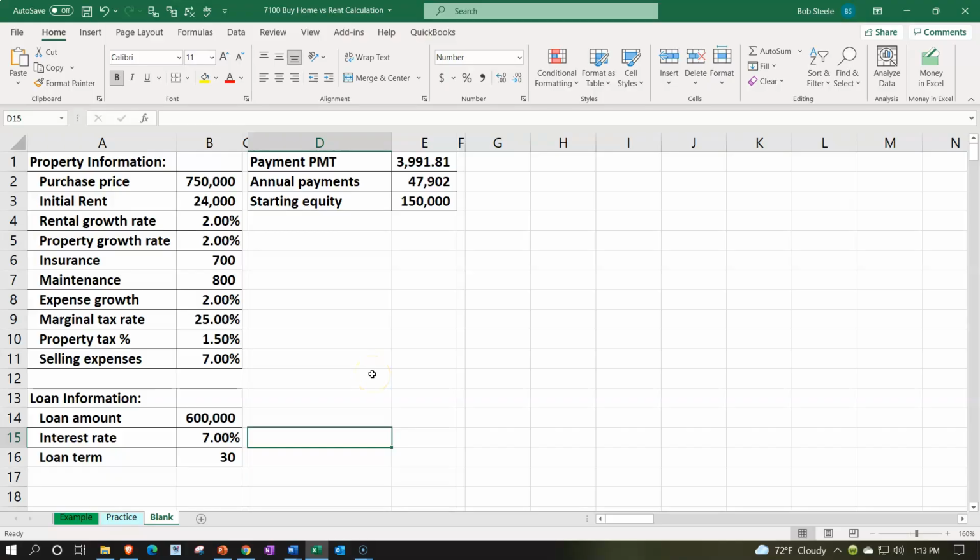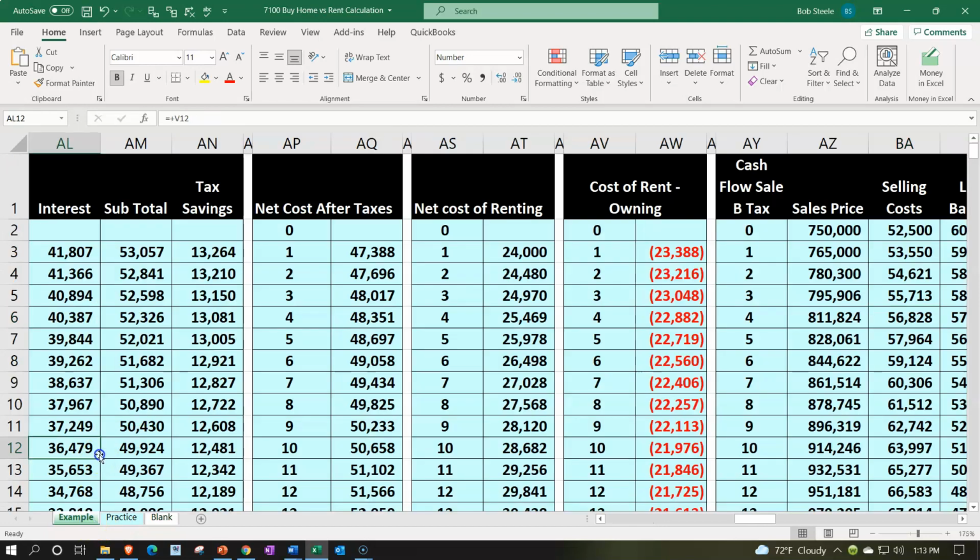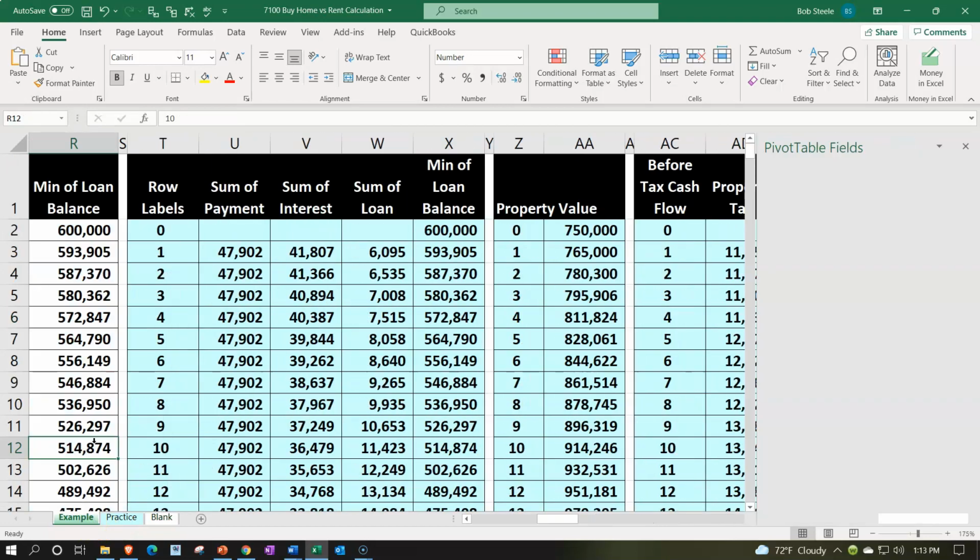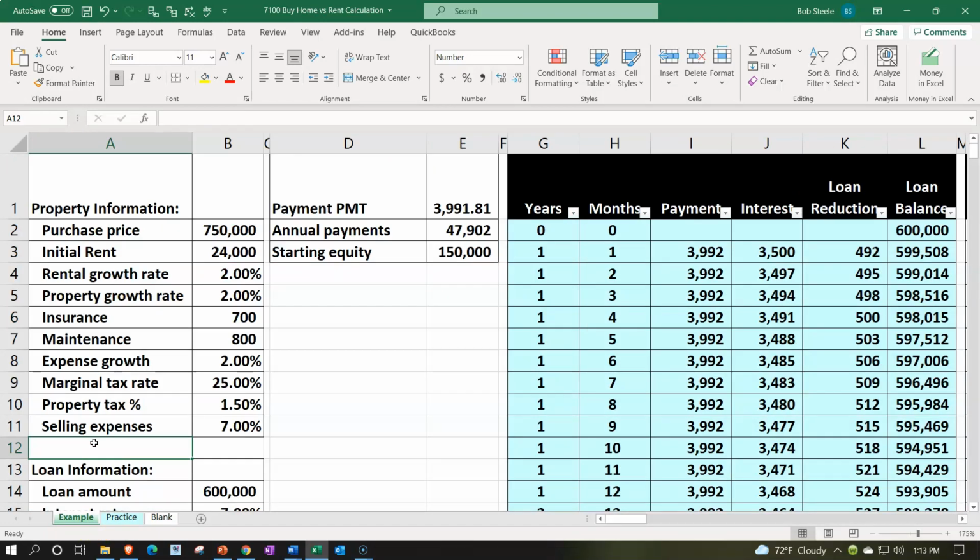If you have access to the Excel worksheet and would like to follow along, note that we have 3 tabs down below: example, practice, and blank. Let's take a look at them now, starting with the example tab, in essence being an answer key. On the left-hand side, we have our information, in essence, our assumptions we will be making in order to do our analysis of purchasing a home versus renting a home side by side.